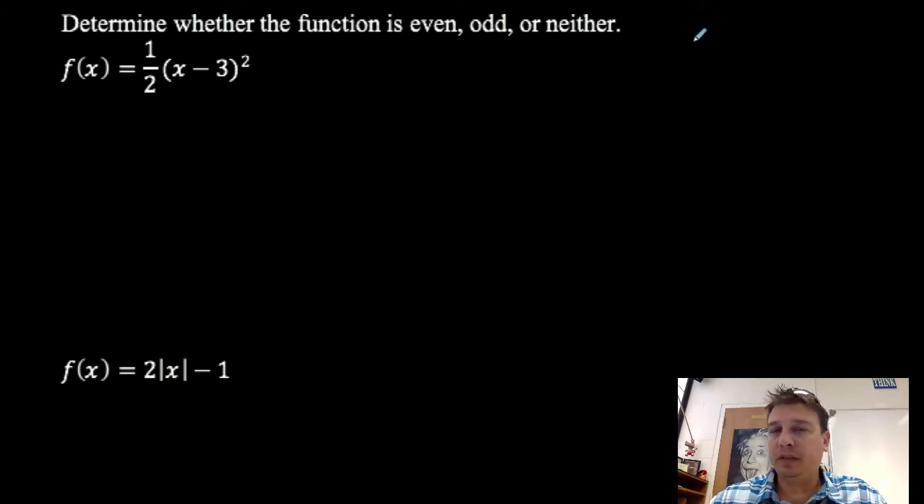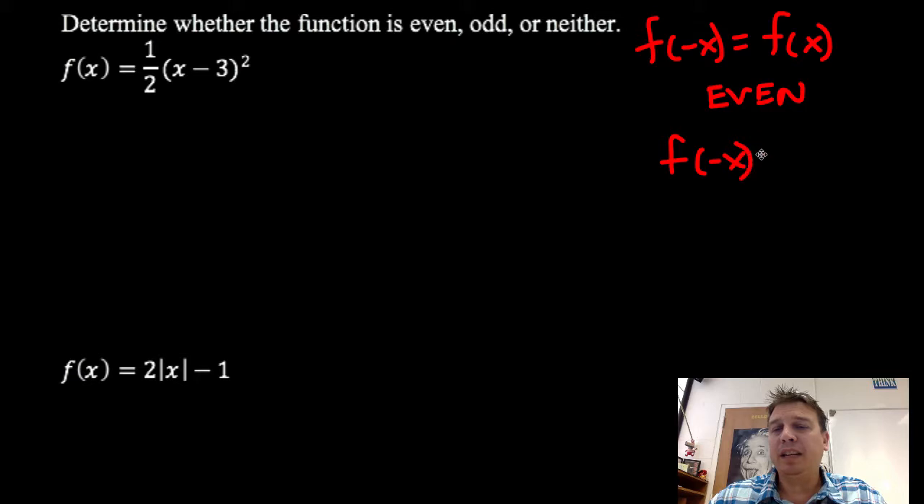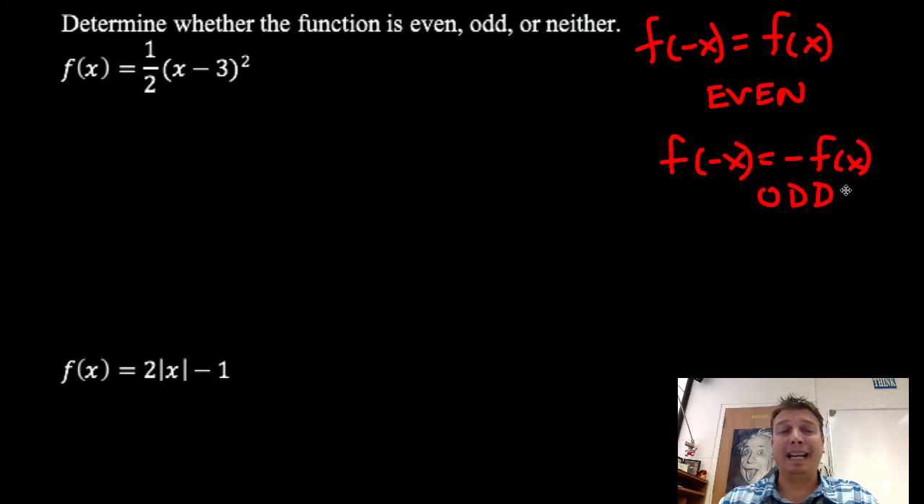This one's not complex by any means, but if I take f of negative x and I get the exact same thing in return that I started with, then that makes it even. If I take f of negative x and I get the exact opposite of what I started with, then that's an odd function. If I don't get the same thing and I don't get the exact opposite, then it's neither one. So let's go through and put a negative x in here.